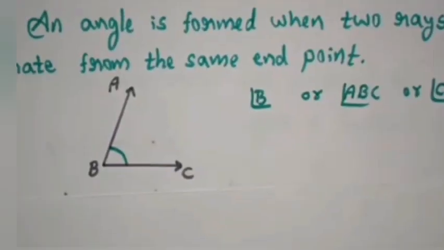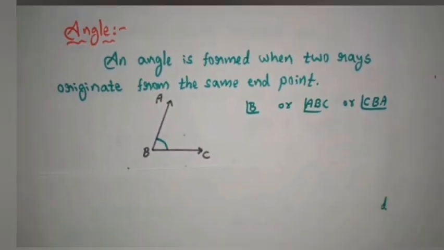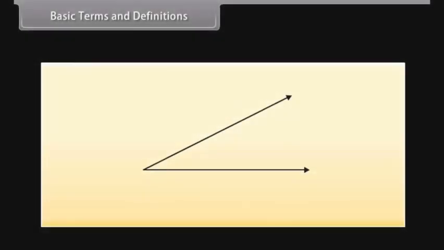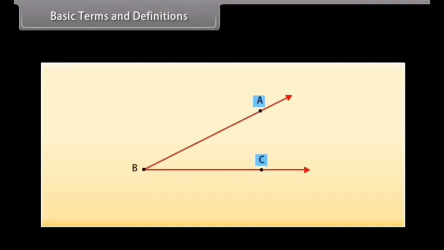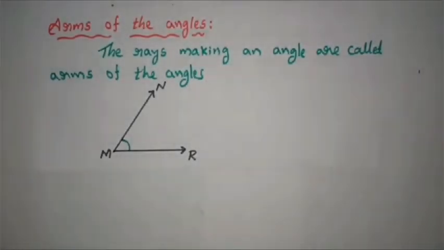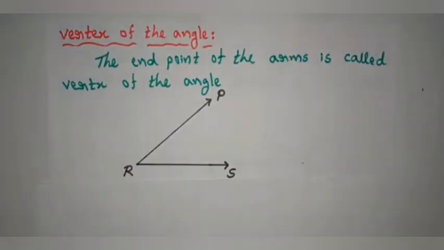Angles. An angle is formed when two rays originate from the same endpoint, that is, angle B or angle ABC or angle CBA. Now come to an angle. An angle is formed when two rays originate from the same endpoint. The rays making an angle are called the arms of the angle, and the endpoint is called the vertex of the angle. So let's see this definition of the arms of the angle given here, and also see the definition of the vertex of the angle given here.